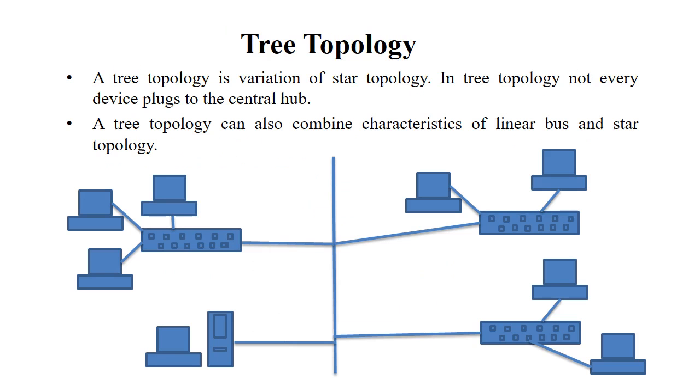Next, tree topology. A tree topology is a variation of star topology. In tree topology, not every device plugs into the central hub. A tree topology can also combine characteristics of linear bus and star topology. This is the structure of tree topology.